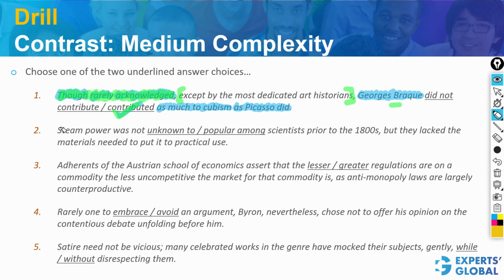The question is whether steam power was popular or unknown to the scientists prior to the 1800s. Please note these shift triggers here. There is a but here and there is a not here.